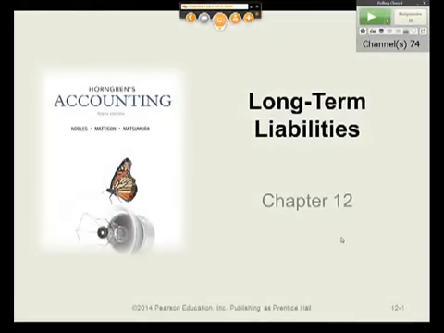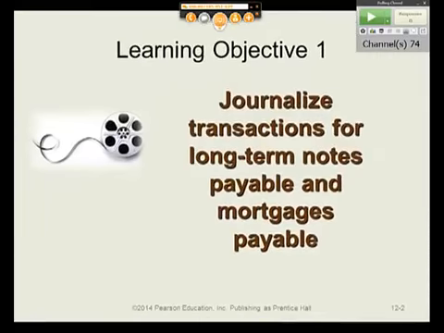And in Chapter 12, we're going to discuss long-term liabilities. The first learning objective, or goal, is to review a little bit about long-term notes and mortgages. A lot of this is going to be a review of some of the computations that we made with respect to interest. And we're going to add a new dimension, and that new dimension will be involving amortization tables.